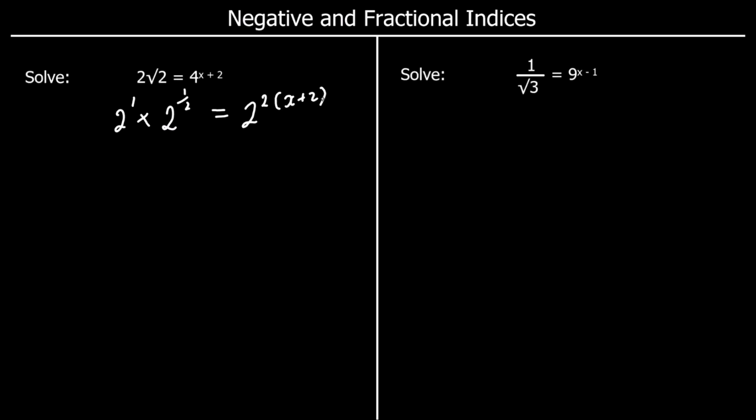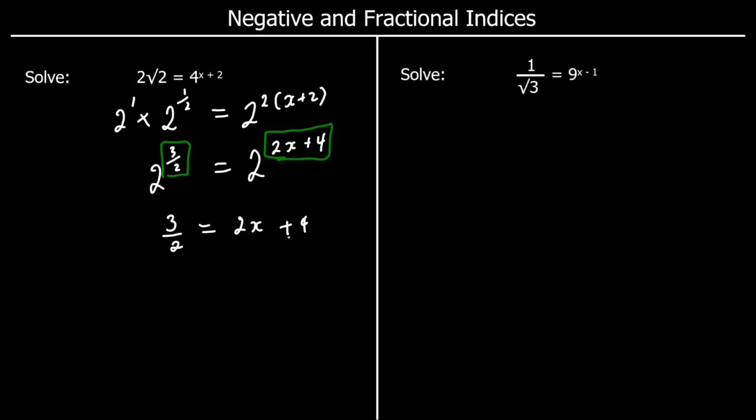And we've got a power to a power. We can multiply the powers. So 1 plus 1/2 is 3 over 2. So 2 to the power of 3 over 2 equals 2 to the power of, expanding this bracket, 2x plus 4. Now, because it's an equation, both sides must be equal. So these two powers must be equal. So we can ignore the 2's on the base and just say the powers must be the same.